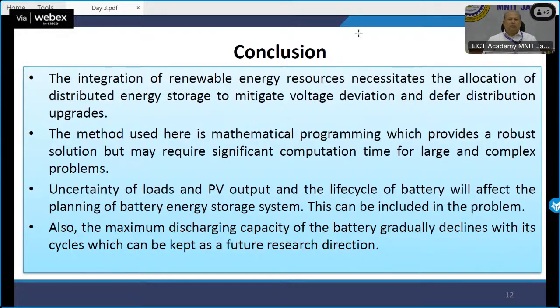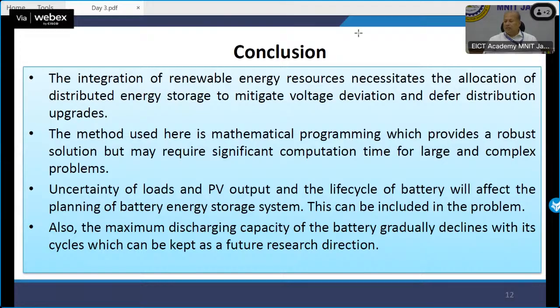So what we wanted to conclude is that the integration of renewable energy resources necessitates the allocation of distributed energy storage to mitigate voltage deviation and defer distribution upgrades. The method used here is mathematical programming, which provides a robust solution but may require significant computation time for large and complex problems.